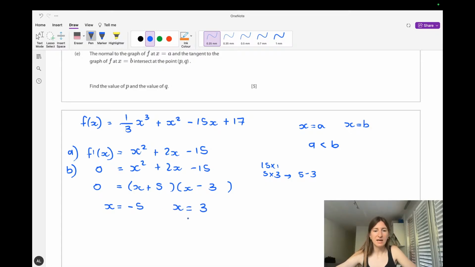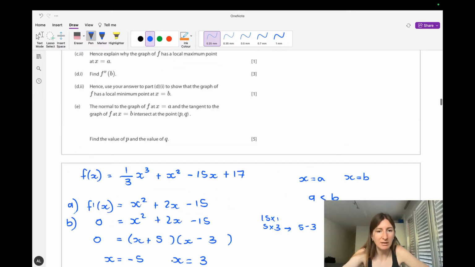Now, which one of these is A and which one of these is B? Well, A was less than B. So this one's A. A equals minus 5. B equals 3. Because this one was less, remember? And that's how we find A and B.